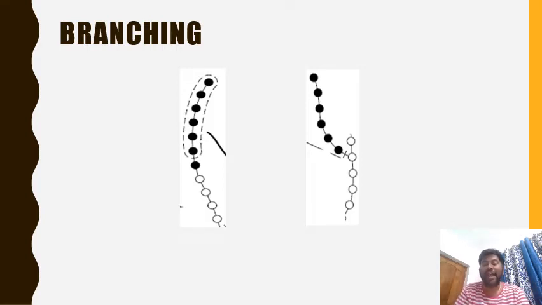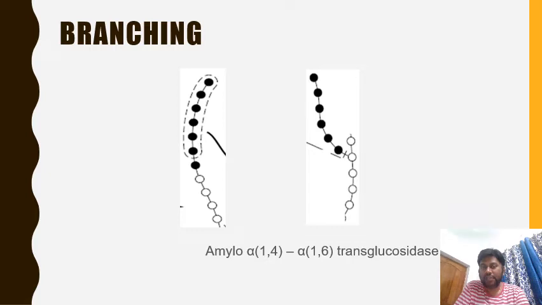This process is called branching, and it is done by an enzyme called the branching enzyme, otherwise called amylo alpha 1,4 to alpha 1,6 transglucosidase. Transglucosidase means, as the name says, it transfers the last 6 glucose residues from alpha 1,4 linkage. Normally in the linear structure, they are attached in alpha 1,4 linkage. That is detached and attached as an alpha 1,6 linkage. That is why this enzyme is called the branching enzyme or amylo alpha 1,4 to alpha 1,6 transglucosidase.